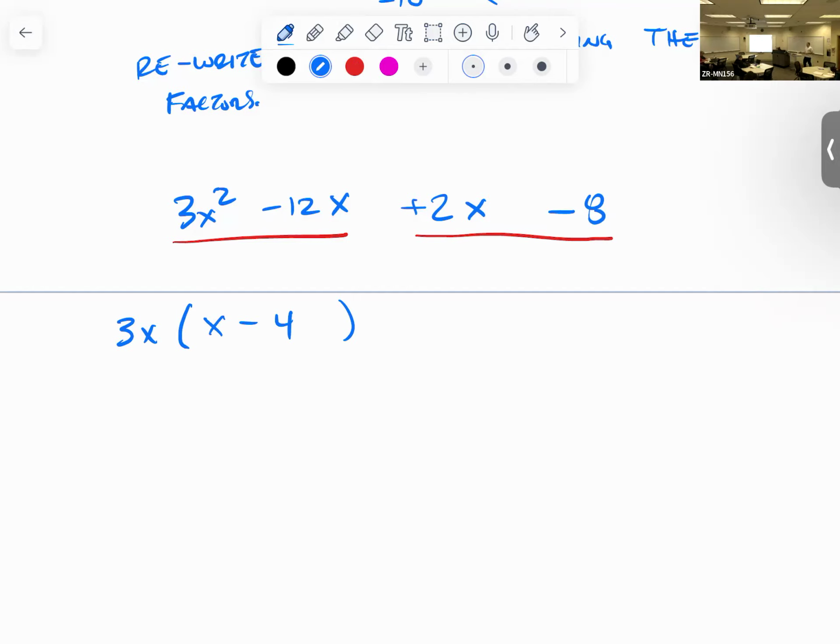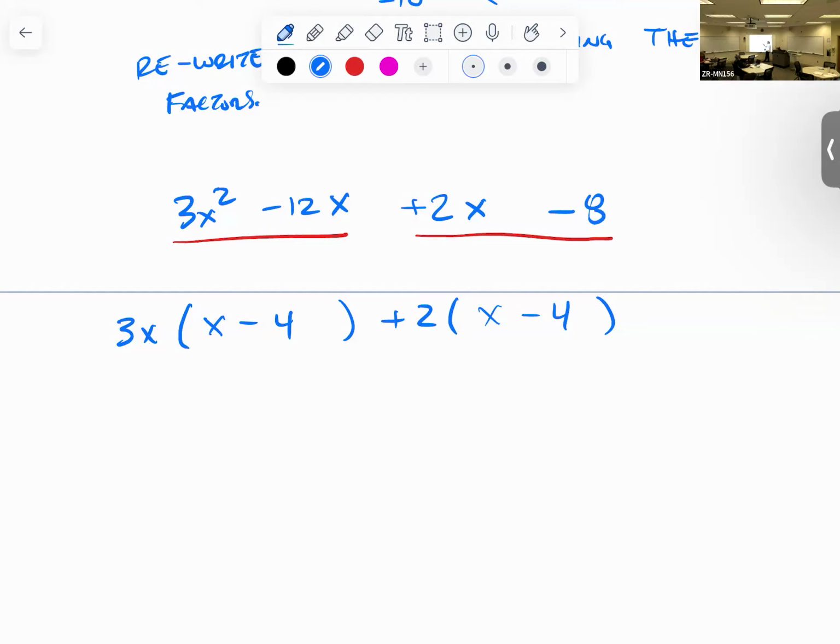Of the second 2 terms, Fred, what is the greatest common factor? 2. When I pull out a 2, what remains? We got x and -4. Brittany, does that make sense? Yeah. Why? Does it get you back to the original equation? I don't think so. I mean, well, yes, but I don't think that's why it makes sense. How do I know that what Fred told me, this x -4, is correct?